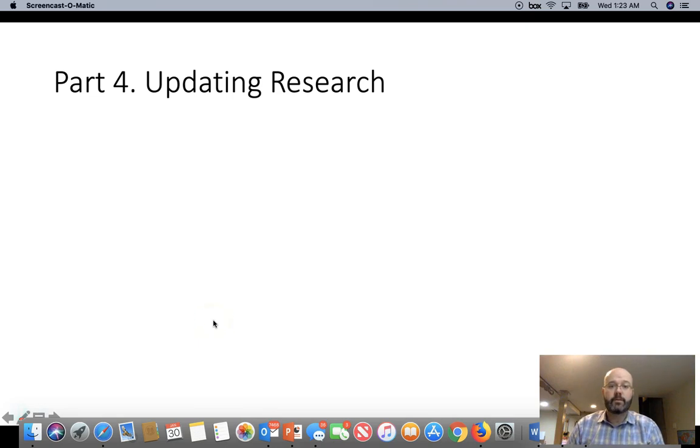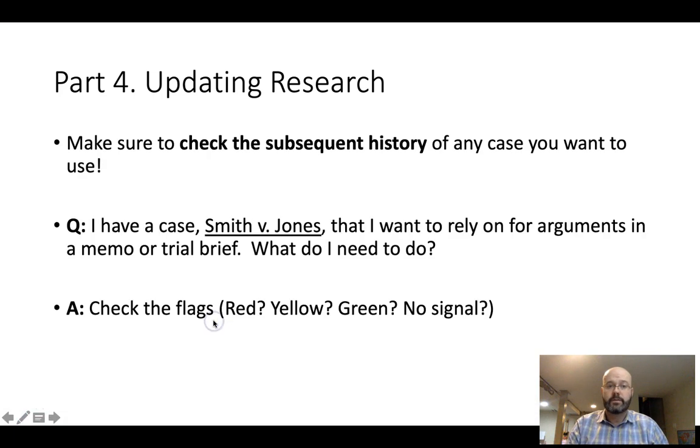Okay, everybody, let's talk about updating research. The idea is to make sure to check the subsequent history of any case you want to use in a memo. Here's a question. Let's say I have a case, Smith v. Jones, that I want to rely on for arguments in a memo or trial brief. What do I need to do?